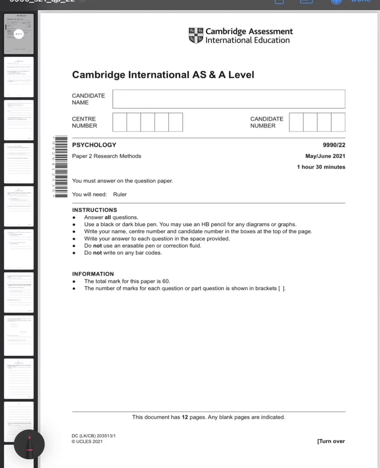Bismillahirrahmanirrahim. In this video, we are going to solve another psychology past paper. This is paper 2 from research methods. This paper is from May-June 2021. The paper's component is 2-2 and it is for 1 hour 30 minutes.